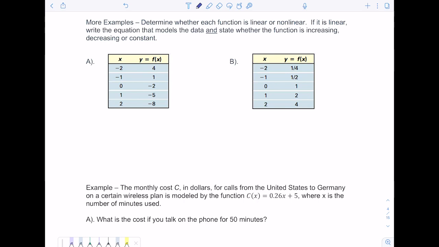Here's some more examples. So if I look at this table on the left, we need to determine whether each function is linear or nonlinear. And if it is linear, write the equation that models the data and state whether the function is increasing, decreasing, or constant.